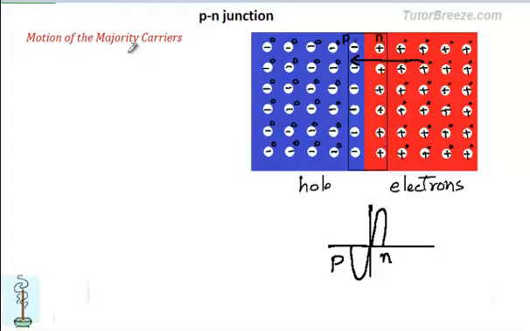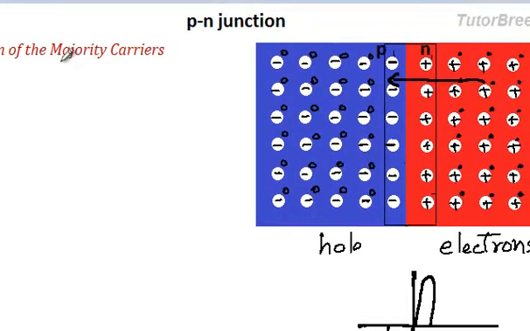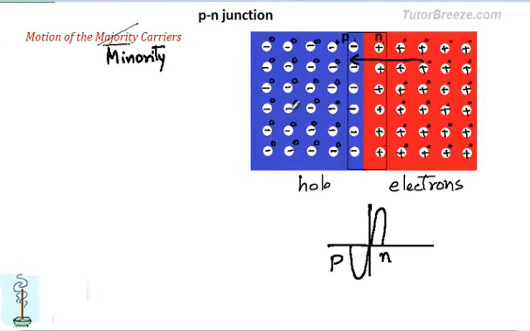So far we've been talking of the diffusion current, so we've been considering the majority carriers. Now let's take a look at the minority carrier. Now you know that at temperatures higher than 0 Kelvin, there will be a few electrons on the p side and a few holes on the n side. These are the thermally generated charge carriers.